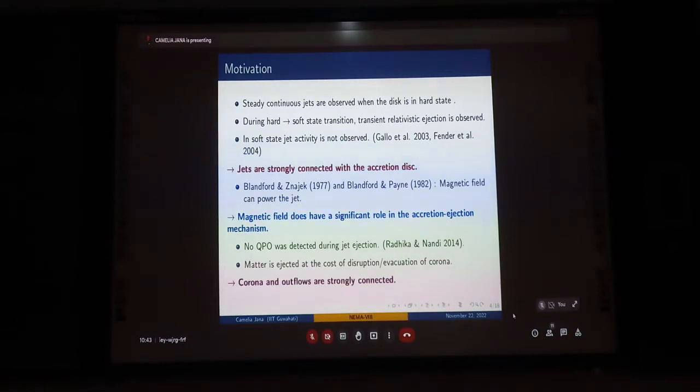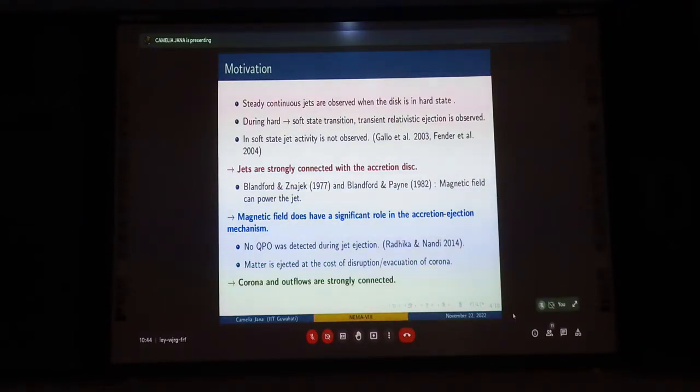Now, observation also supports that the jet has a dependency on the different states of the accretion disk. Like in the hard state, we get a steady continuous jet, and during the transition from the hard to soft state, transient ejection is observed, and in the soft state there is no jet activity. So first we need to study the accretion physics to understand the primary mechanism in the accretion which may be responsible for the generation of the jets. In the Blandford-Znajek mechanism and in the Blandford-Payne mechanism, they have shown how magnetic field can power the jet.